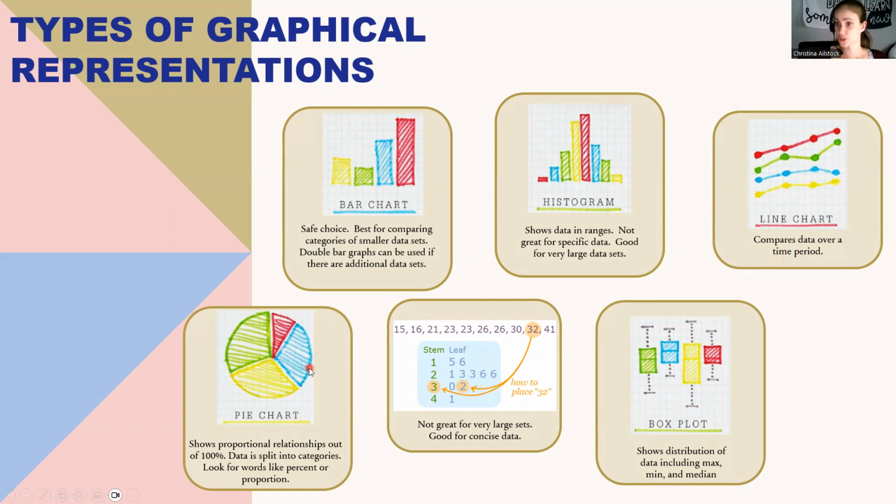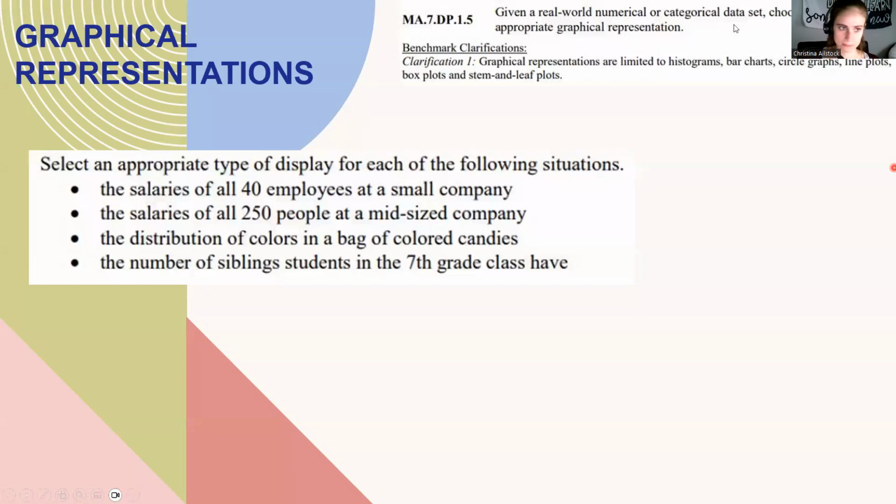A pie chart or a circle graph, as we had just done, that is perfect when you have percentages or proportions. Stem and leaf plots, this is probably the one used least out of all of them. And the reason why is it's not good if you have a large amount of data. It's really only best if you have concise, small data. And then a box plot, that is great because it shows a good distribution. Like if you're wanting to know the min, the max, and the median, that is the best choice there. All right, so now that we've quickly reviewed that, let's go forward and see what we think for each one.